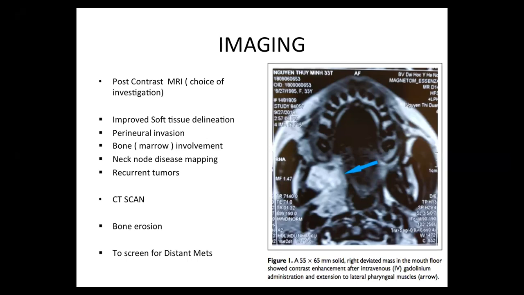The role of PET-CT today is understudied, although for major salivary glands, the PET-CT has been done to see for distant mets, but in minor salivary gland tumors, again, the role is not well studied. Probably it could be used again for residual recurrent or for distant metastasis.